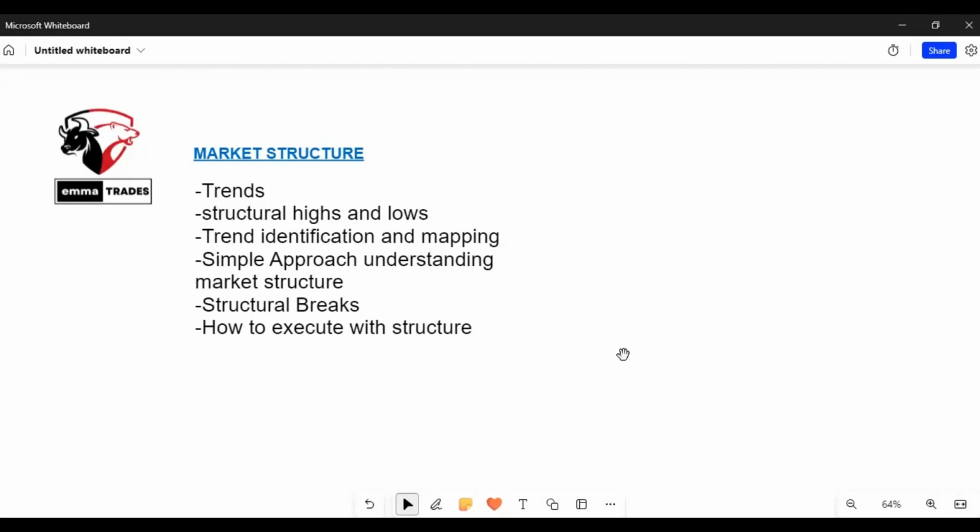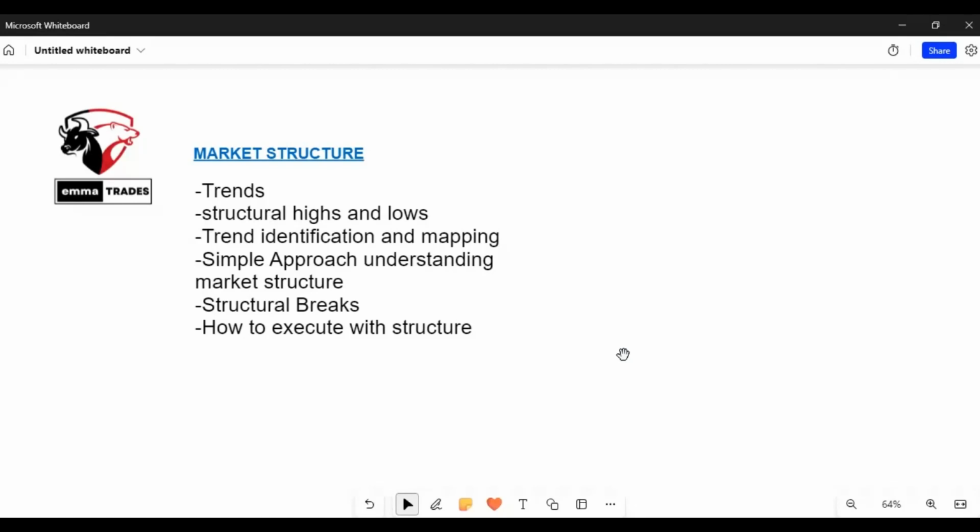Then we shall go down to trend identification and mapping, because we normally use candlestick charts, yet in textbooks or in education purposes we usually use line charts, so how to identify these trends on the candlestick patterns. Then we shall go to simple approaches to understanding market structure. There's a strategy in particular that I use when I'm trying to understand market structure.